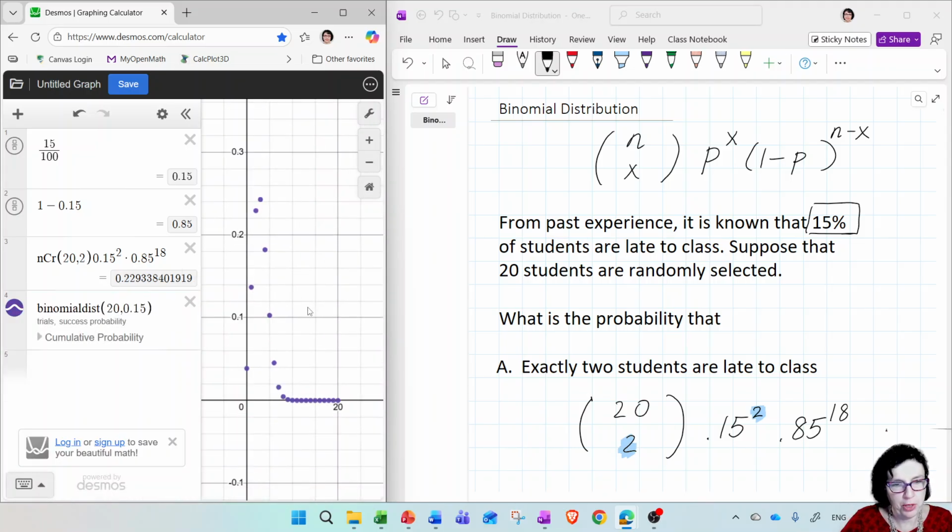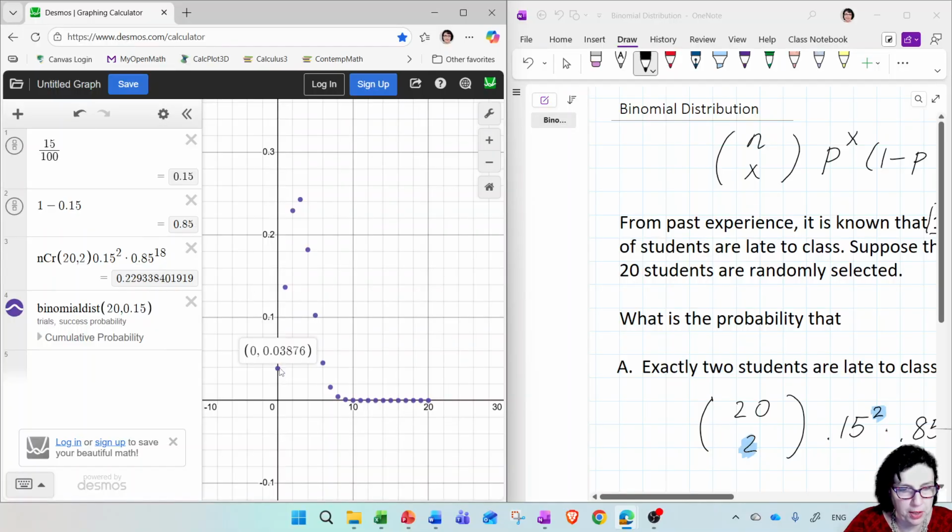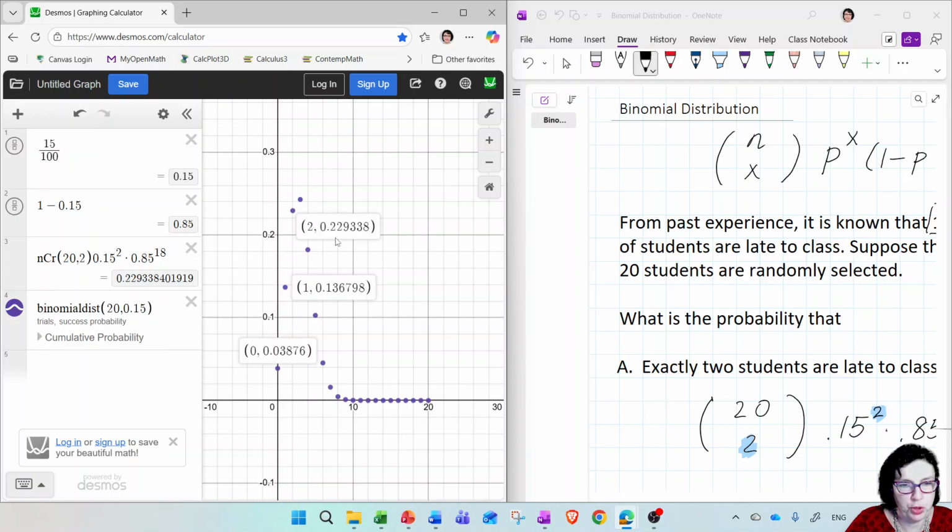And then depending on how many successes you want, you can actually click on the graph and it'll tell you the answer. Okay. Now, because this is kind of scarce, it's kind of hard to see, but if you click over here, this would be probability of 0 successes. This is probability of 1 success. This is probability of 2 successes.